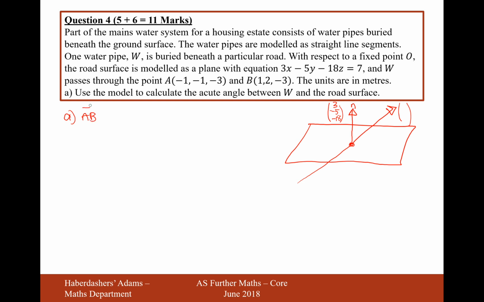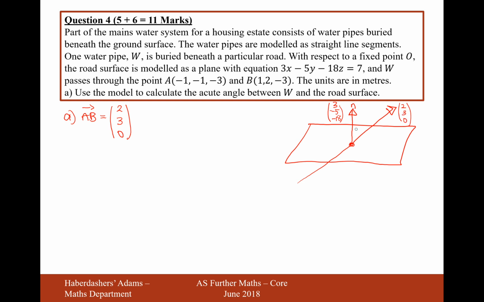So let's work that out. How do we get from A to B? Well, let's look at it. From -1 to 1, we go up 2. From -1 to 2, we go up 3. And from -3 to -3, we don't go up anything at all. So it's just 2, 3, 0.